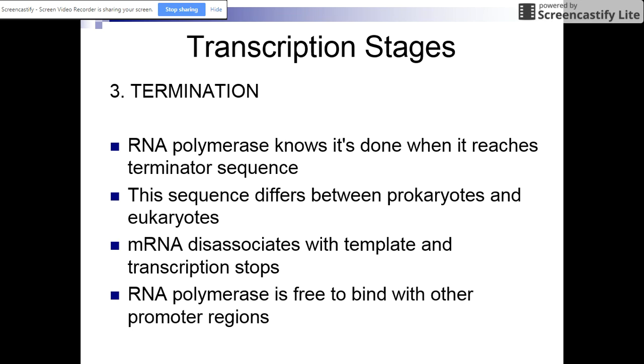Now, we're not going to get really into the details of what this sequence is, but you should know that it's different in prokaryotes and eukaryotes. And as we move through this section of the unit, really try to make note of the differences between prokaryotic genetics and eukaryotic genetics. So as I said, the mRNA will dissociate from the template strand, and that would stop the transcription. And now the RNA polymerase is free to bind with other promoter regions. So that's the termination phase.